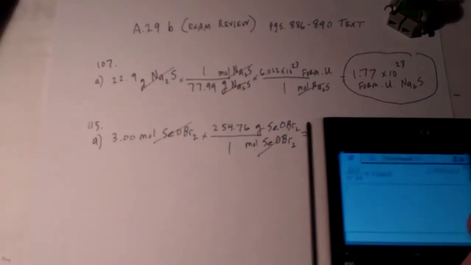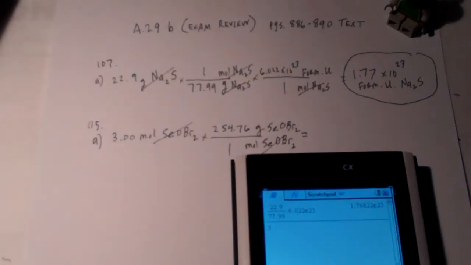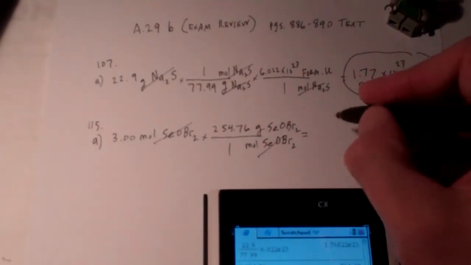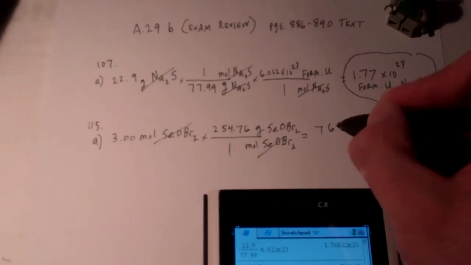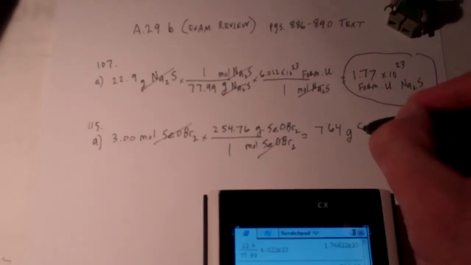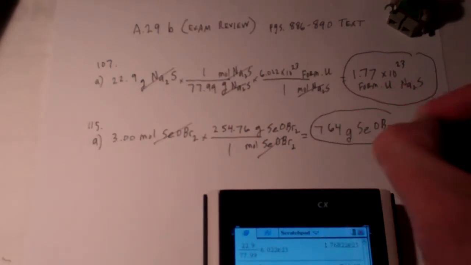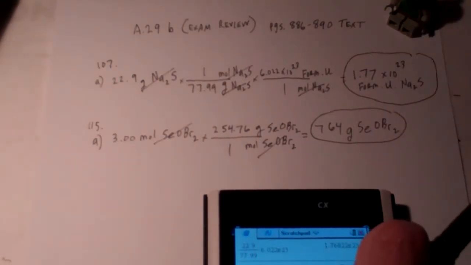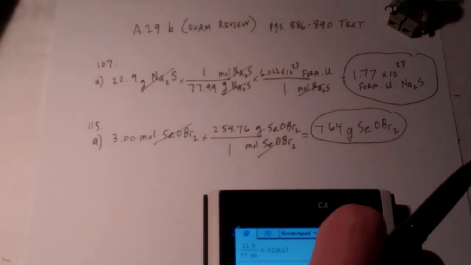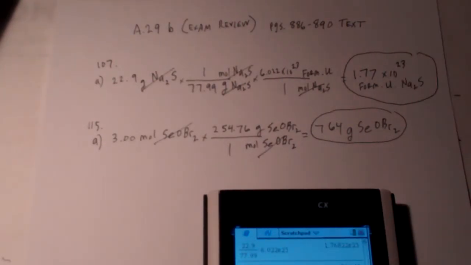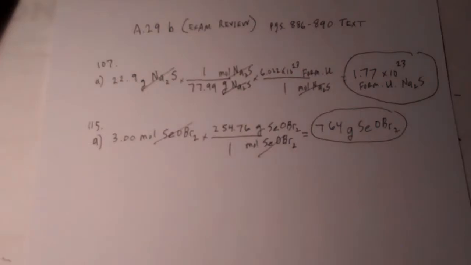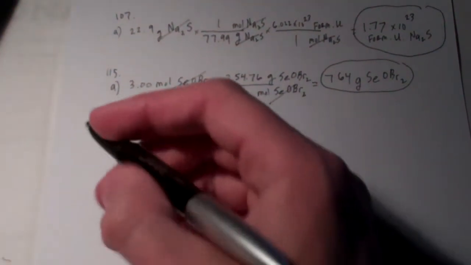So we have 3.00 times 254.76. Enter. I get 764 grams to 3 significant figures of SeOBr2. And the rest of number 115 would be the same type of problems. Okay, next up on our assignment is number 136.